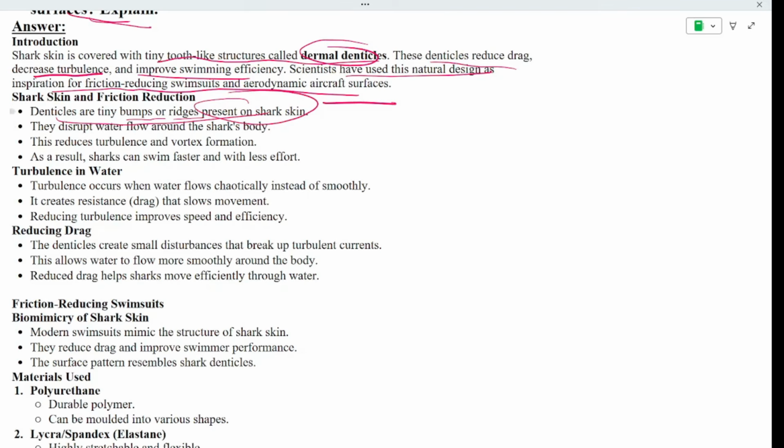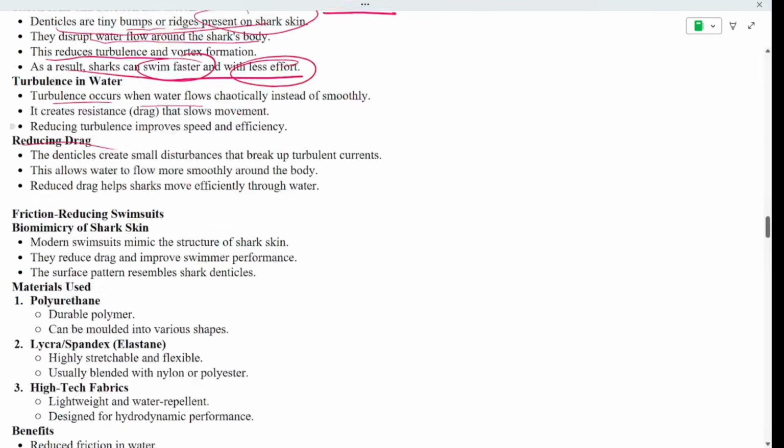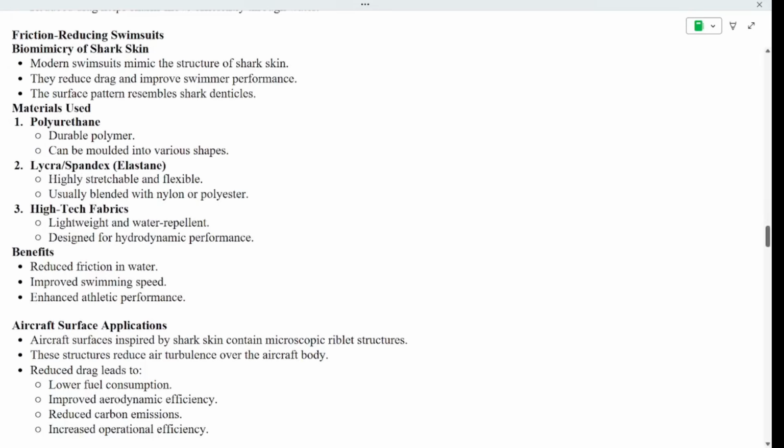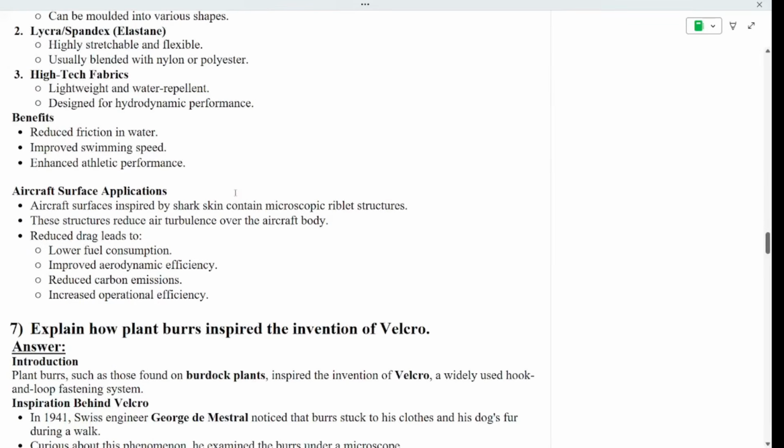The bumps and ridges present on shark skin disrupt the water flow around the shark's body and reduce turbulence, and as a result it can swim faster and with less effort. Turbulence reduction, drag reduction will be there. Next, it is used in swimsuits and aircraft surfaces.